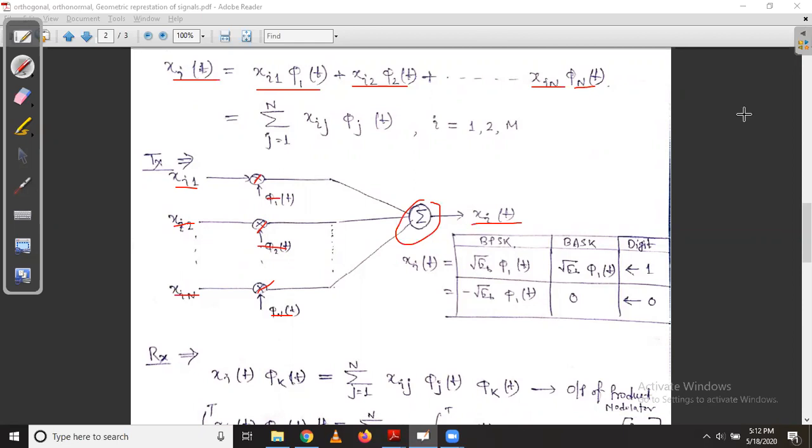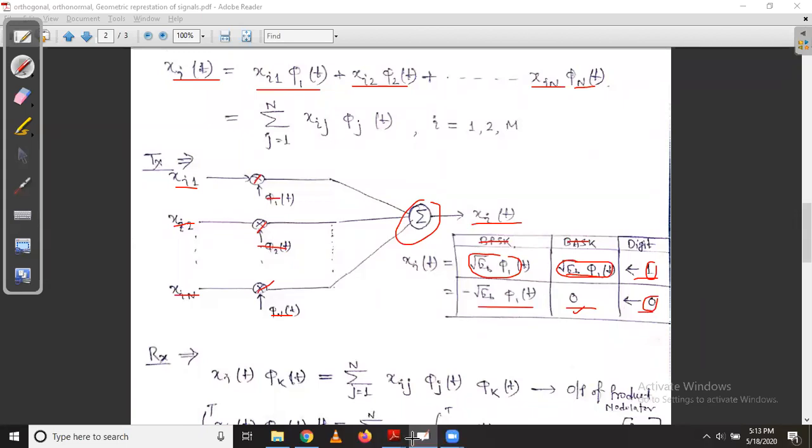Now I have taken two examples here. One is binary ASK and the other is binary PSK. For binary ASK, we know these are the two signals. This is used when bit 1 is transmitted. This is used when bit 0 is transmitted. For BPSK, this is used for the transmission of 1, and this is used for the transmission of 0.